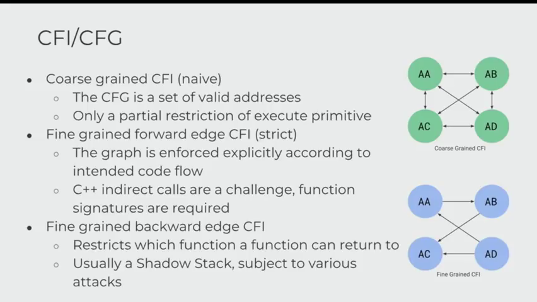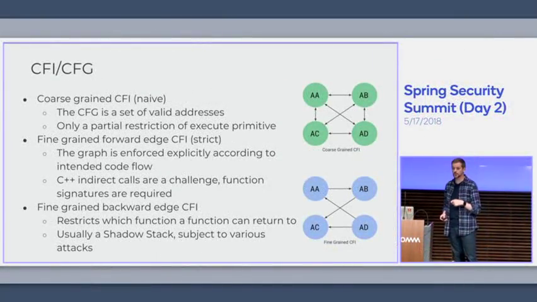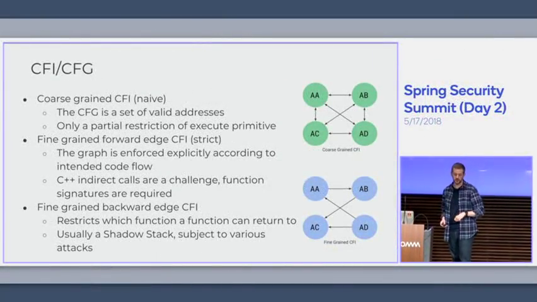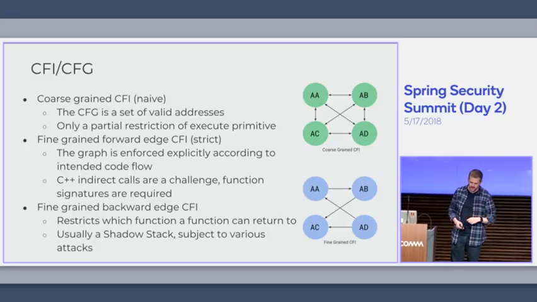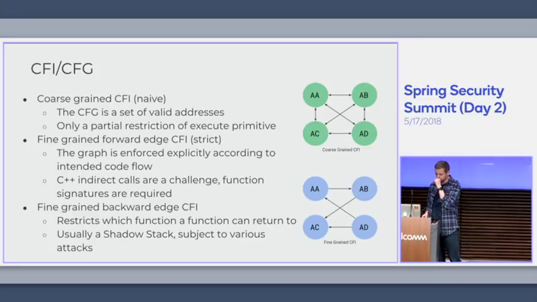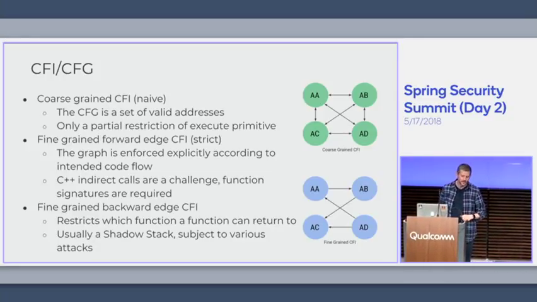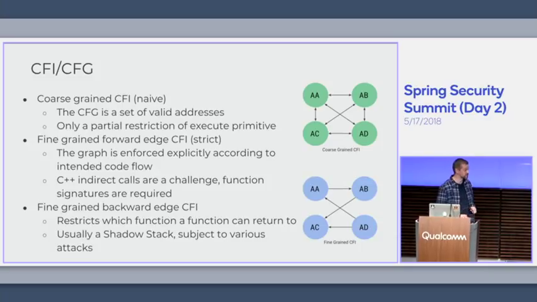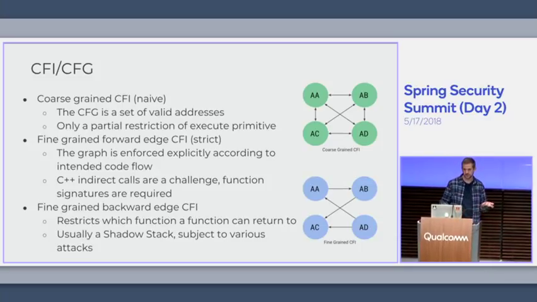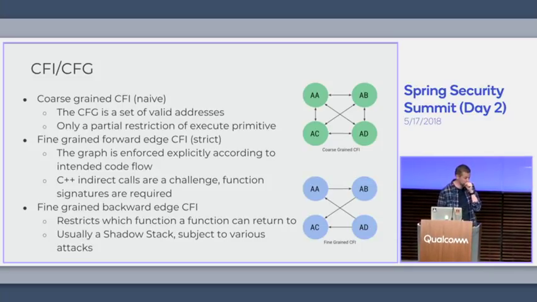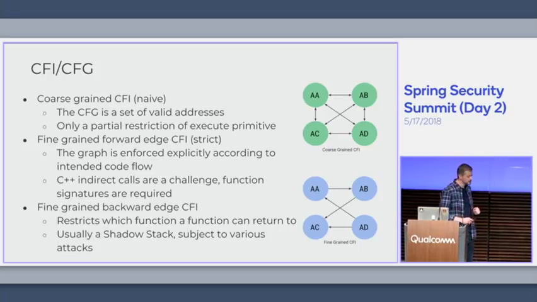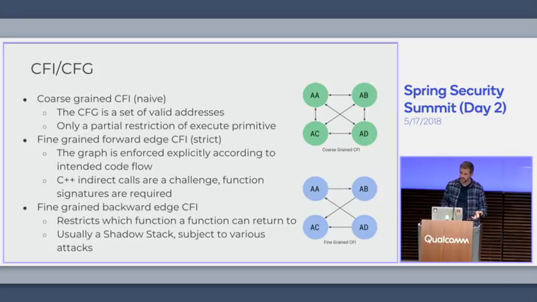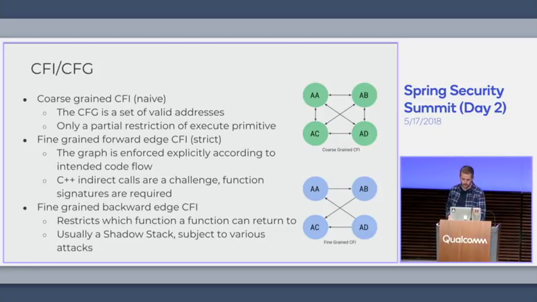And we have other things emerging, like fine-grained backward-edge CFI, which will verify that a function is returning to a function that it's supposed to. We've seen this in the past in things like shadow stacks. But the problem with that is shadow stacks themselves live in user space and they are subject to memory corruption. In the future, I think we're going to see things like Intel CET, which do shadow stacks in hardware, which I think will be more reliable.